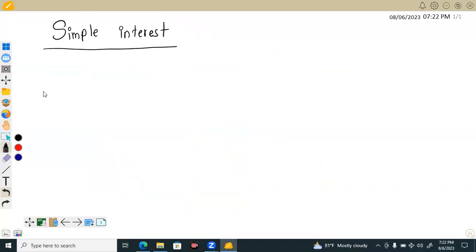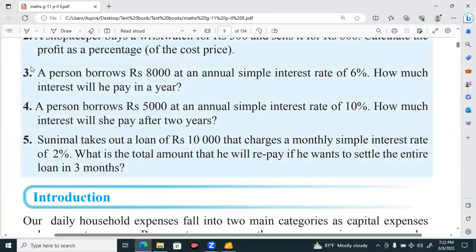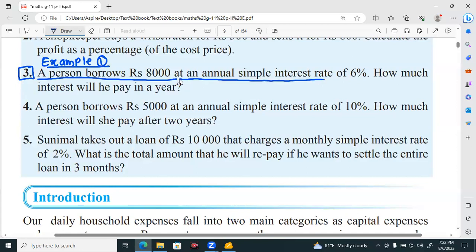Then after, write down the third question here. Third question, let's do it as an example. Example 1. Please write down this question. A person borrows 80,000 rupees at an annual simple interest rate of 6%. How much interest will he pay in a year? Yeah, අවුරුද්දකින් කොච්චරක් ගෙවයිද කියලා අහනවා.